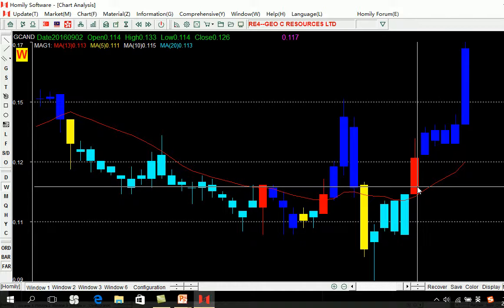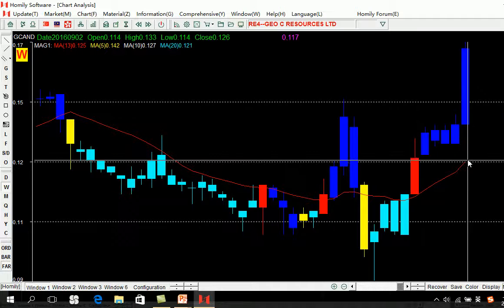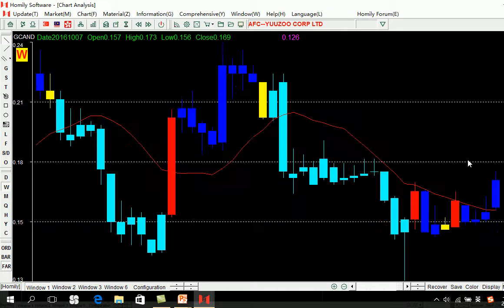So here the weekly, second of September. Okay. Then if you buy, you can earn a good profit. Okay. Then we can see the next one. So this stock, can we buy or not?